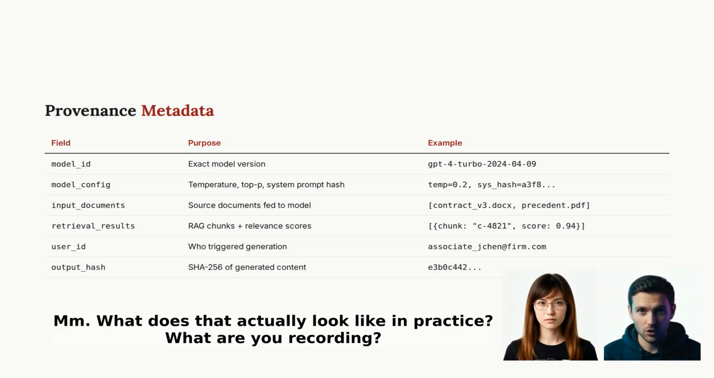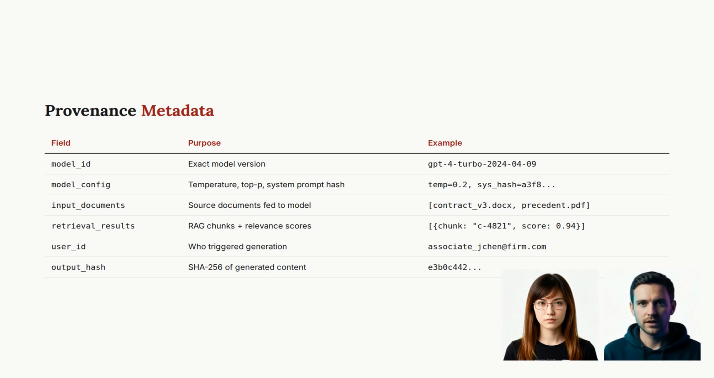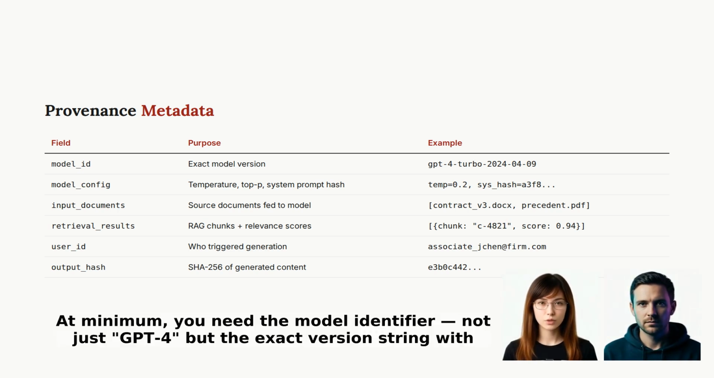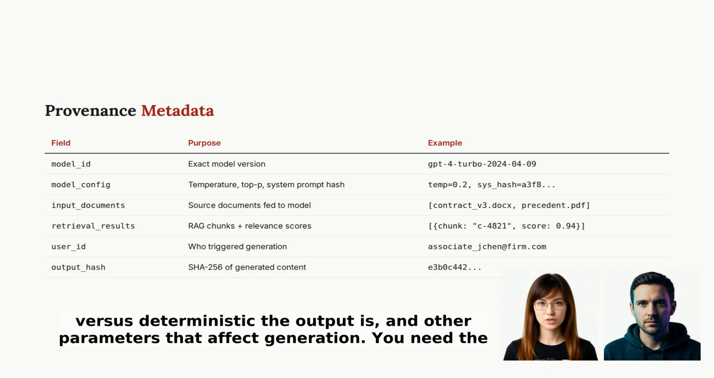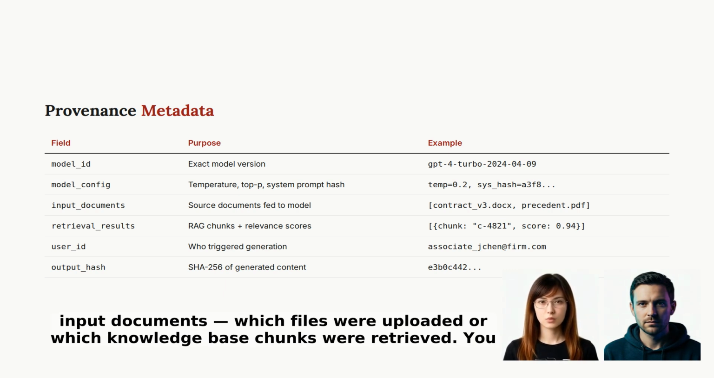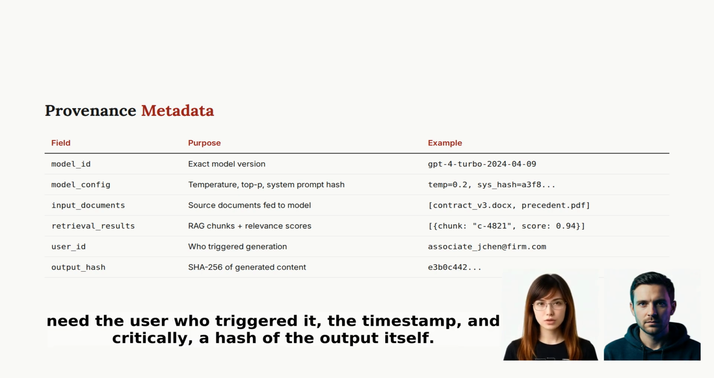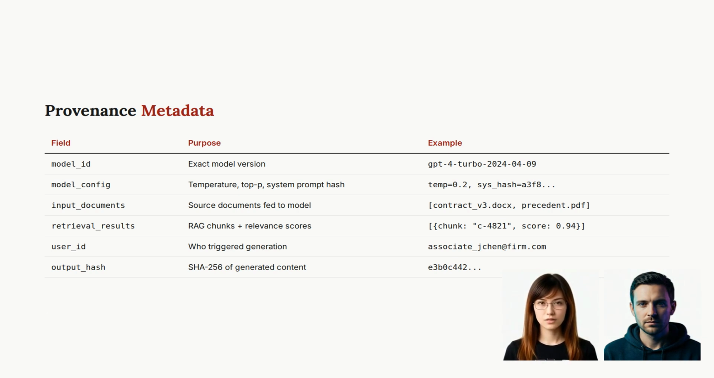What does that actually look like in practice? What are you recording? At minimum, you need the model identifier, not just GPT-4, but the exact version string with the date suffix. You need the configuration, the temperature setting, which controls how creative versus deterministic the output is, and other parameters that affect generation. You need the input documents, which files were uploaded or which knowledge base chunks were retrieved. You need the user who triggered it, the timestamp, and critically, a hash of the output itself.